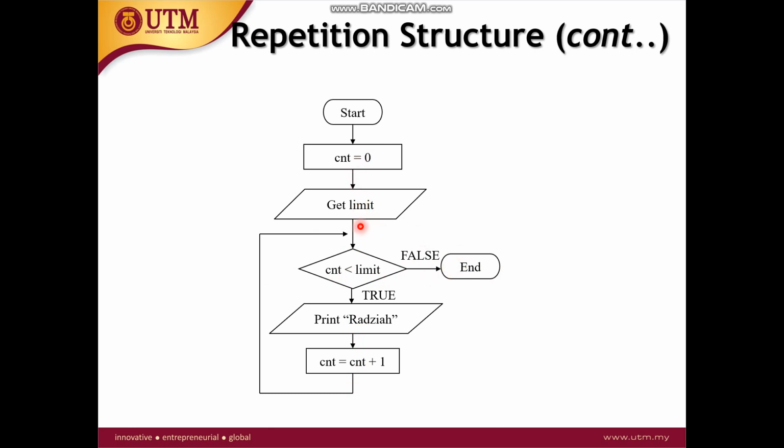Look, you iterated this flowchart only 3 times. It starts from 0, 1, 2. When it comes to 3, the condition becomes false and it goes to the end of your flowchart.